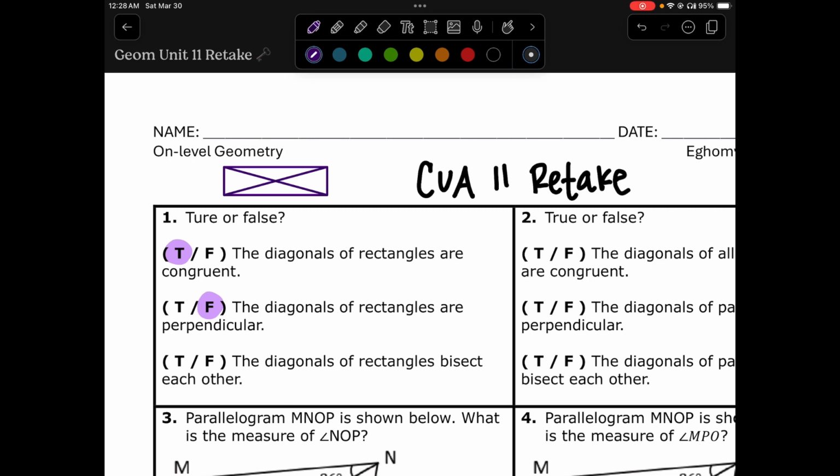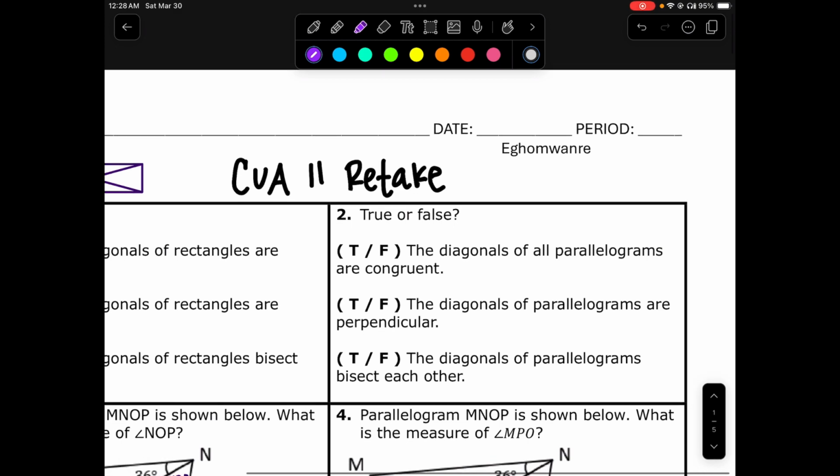The diagonals of a rectangle bisect each other. Again, this is true. Go ahead and try number 2.